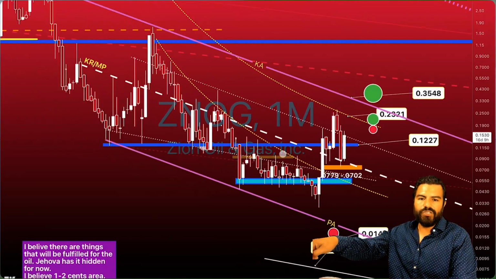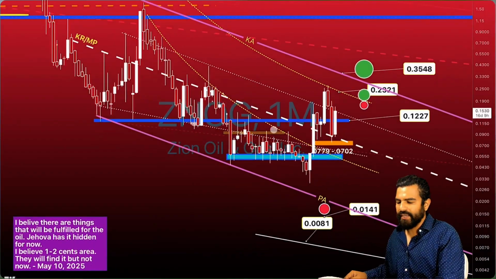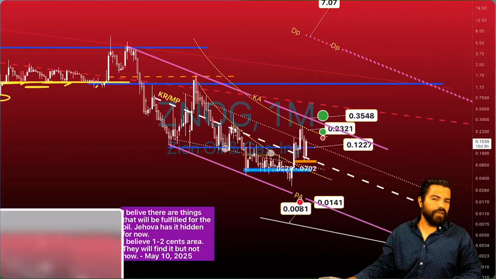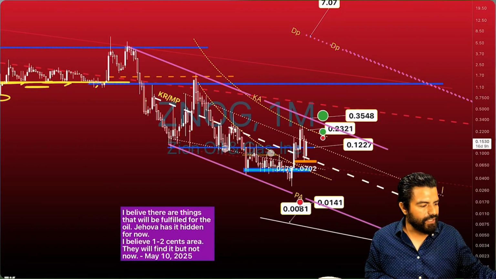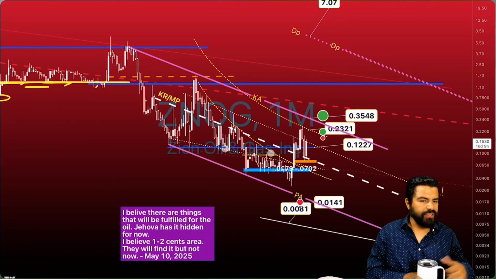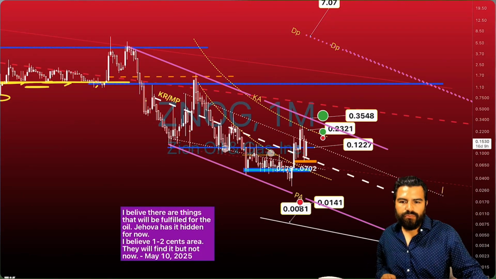Do I have any other questions regarding Zion Oil and Gas right now? Okay, I hope this analysis helps you. These are some important areas that I got on the map. Going once. Going twice. Let's move on.